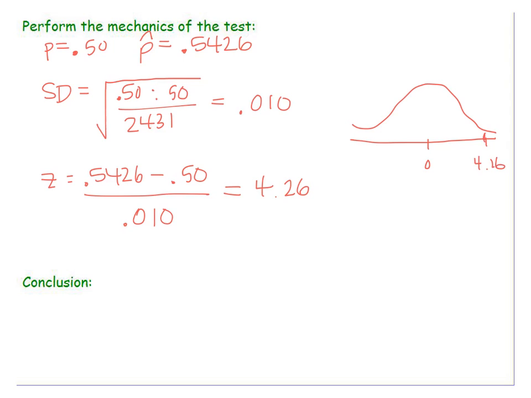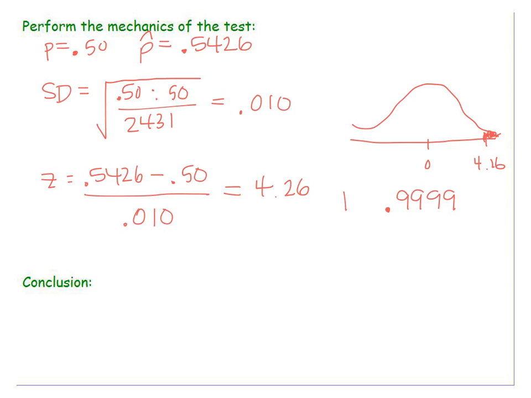Which way were we shading? Well, if you remember, this time our alternative was bigger than 0. So go to the positive side, and if you notice, there isn't a 4.26. But it tells you, or it should say, anything higher than, I think it's 3, you need to just use the same number at all times. And so they tell you that that number is 0.9999. Well, that's if we were shading to the left, but we're shading to the right.